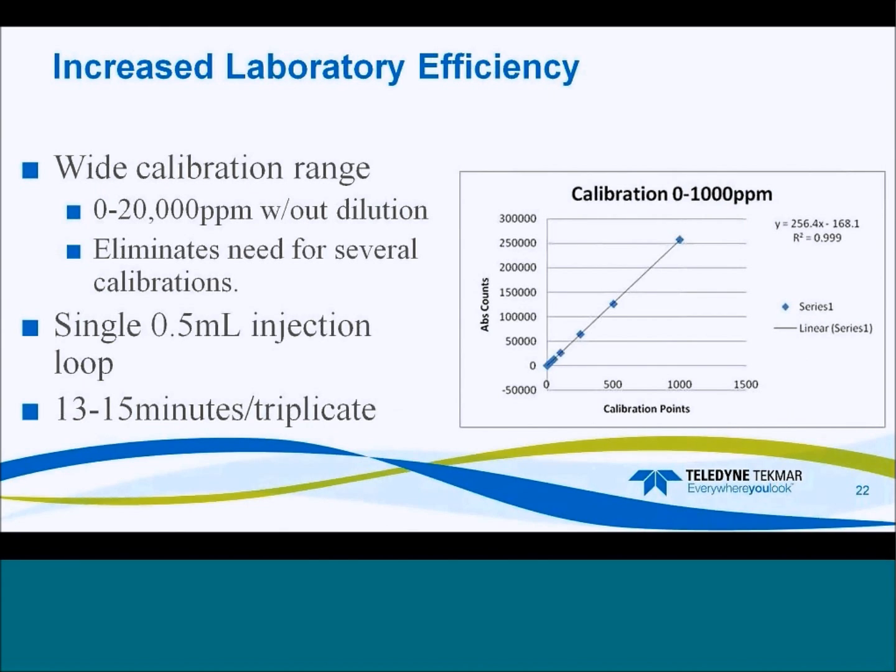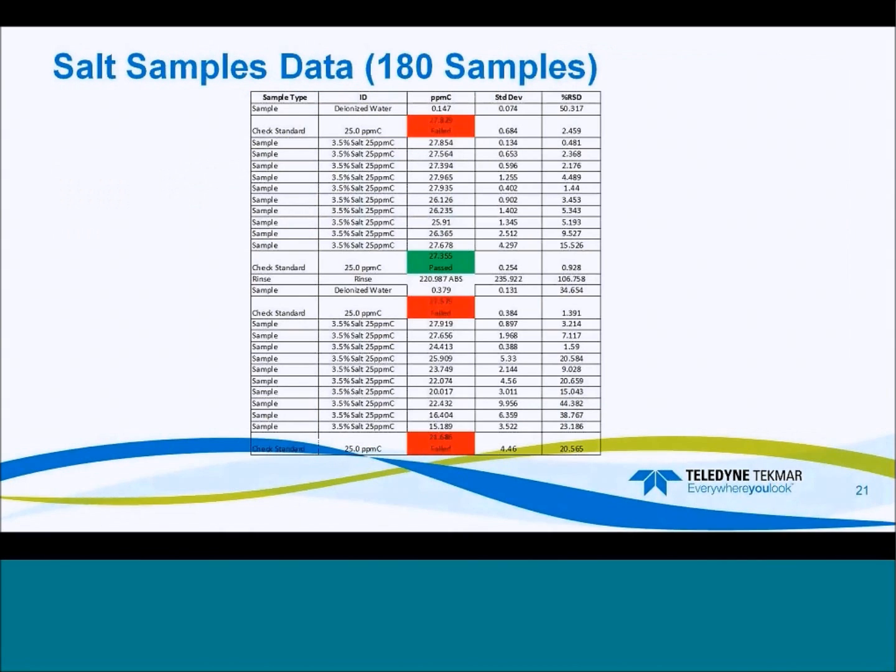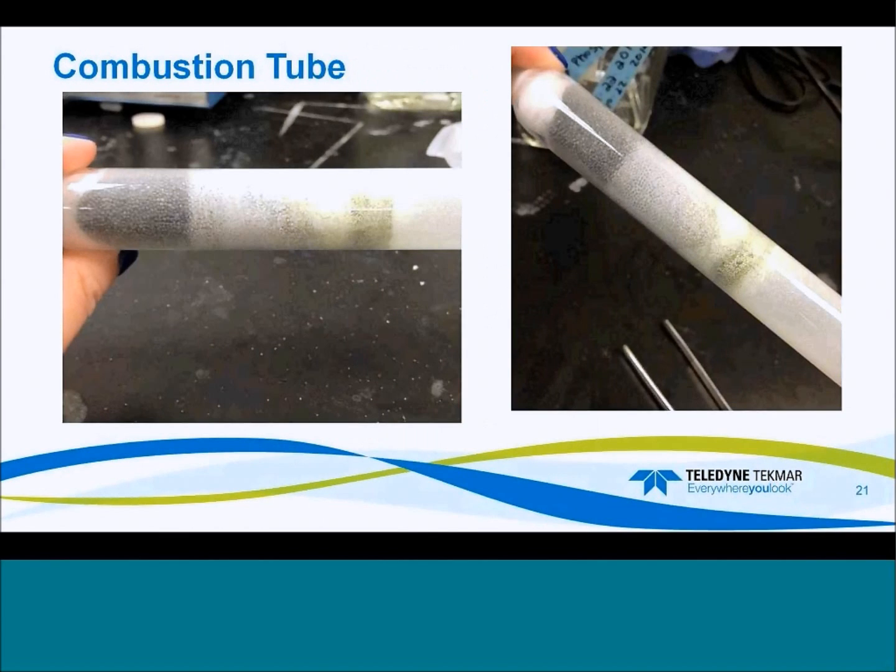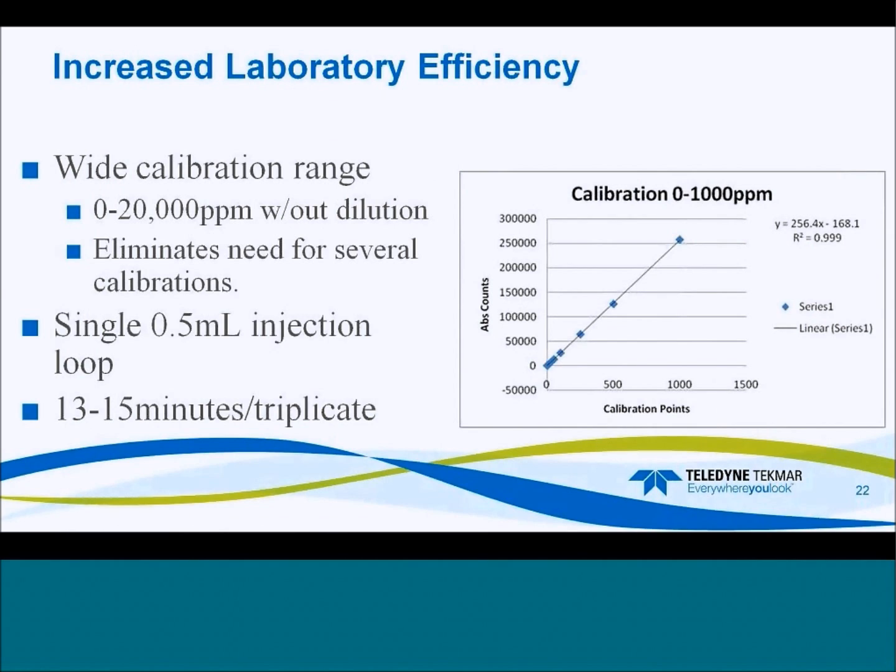So with the Lodix, we were capable of running about 170 salt samples through it before we really had to take the combustion tube out, replace it, and put another one in. But if you are a laboratory that's analyzing salt water and wastewater and a variety of things, you might not necessarily only be having a calibration range from 0 to 100. The Lodix has a flow-through detector, so you can do a broad range of calibration.